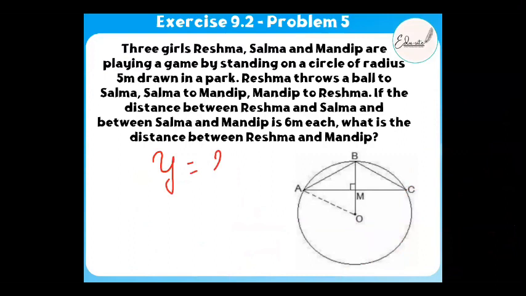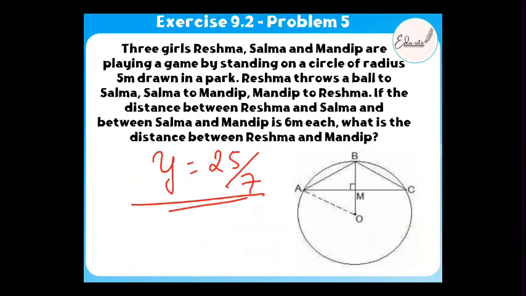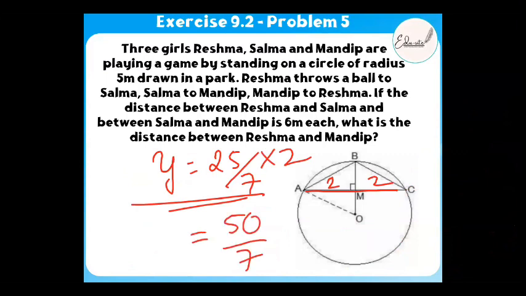How will you find the rest of it? Please write the rest of it. What are you going to find, beta? Is it not AC? AC is nothing but 2 times the y, right? Just multiply it with 2. What is 25 into 2? It is 50 over 7. This would be your answer.